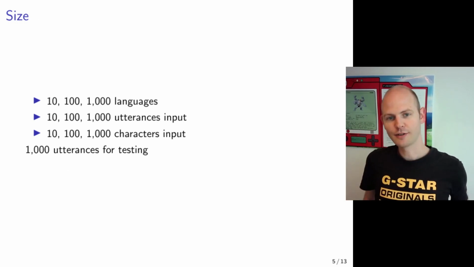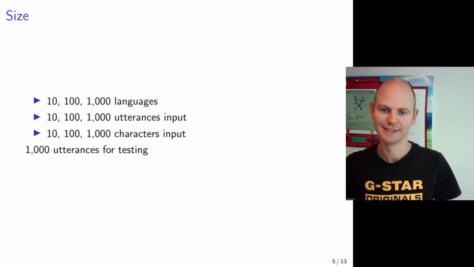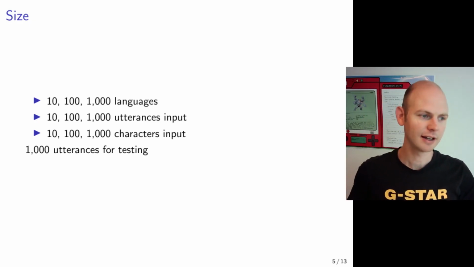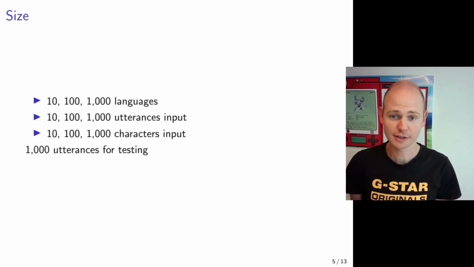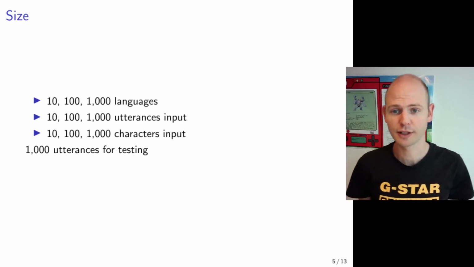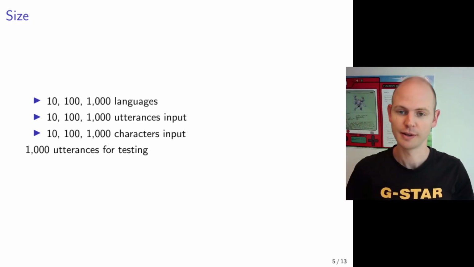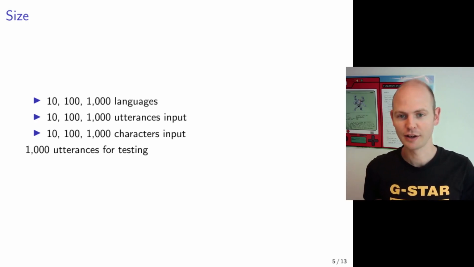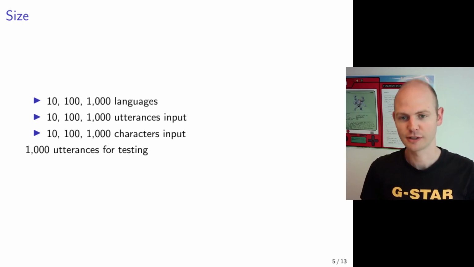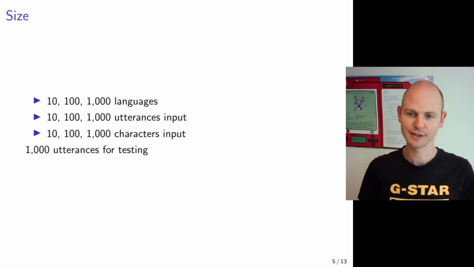So the first dimension I want to evaluate across is size. And to do that, I have 3 different types of size that I want to compare systematically. So I have the number of languages, the number of utterances in the input, and the number of characters in the input. So I make these dimensions match during training and testing time, although for testing I always use 1,000 utterances to get an accurate estimate of performance.